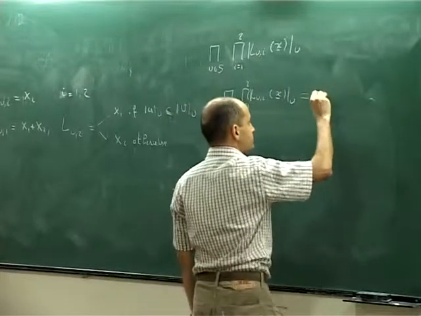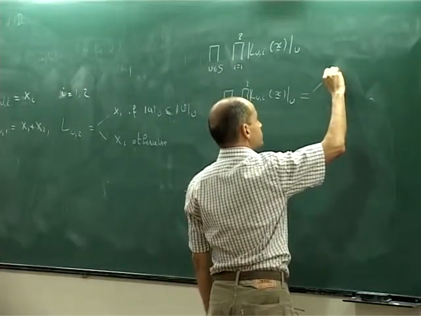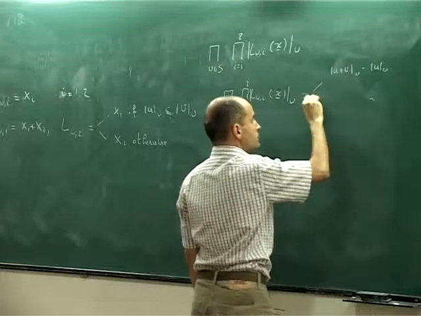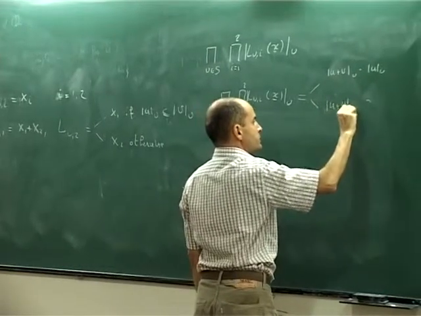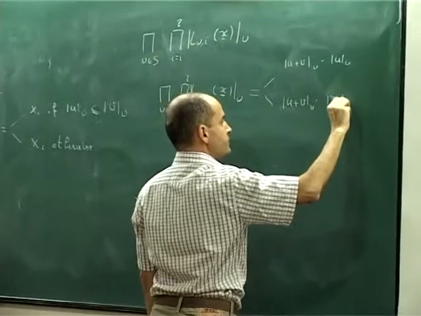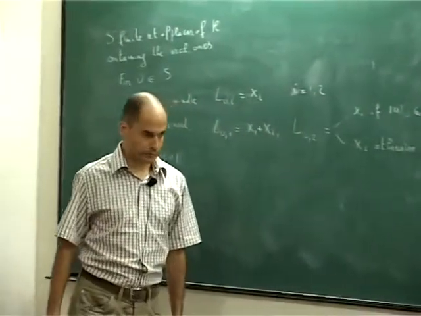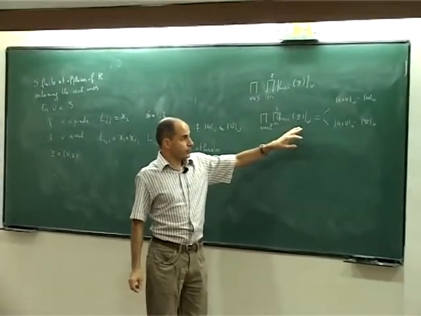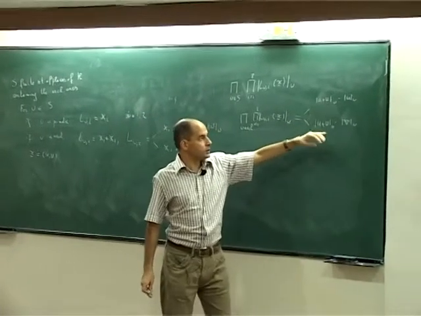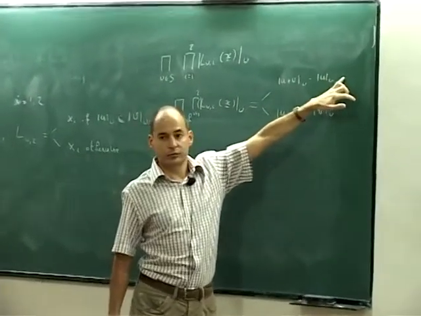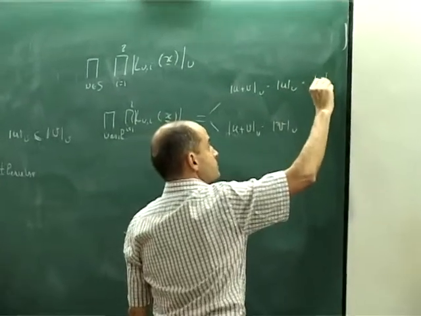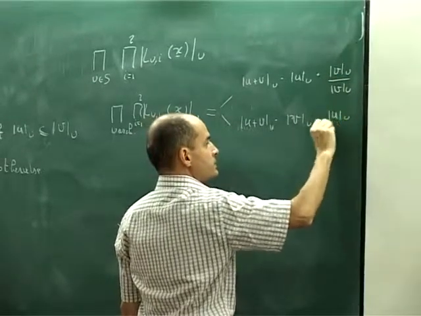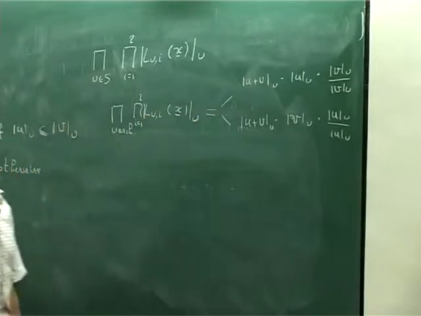Here, either u plus v multiplied by u, or u plus v multiplied by v. Now, I can always multiply and divide by v in the first case, and multiply and divide by u in the second case.